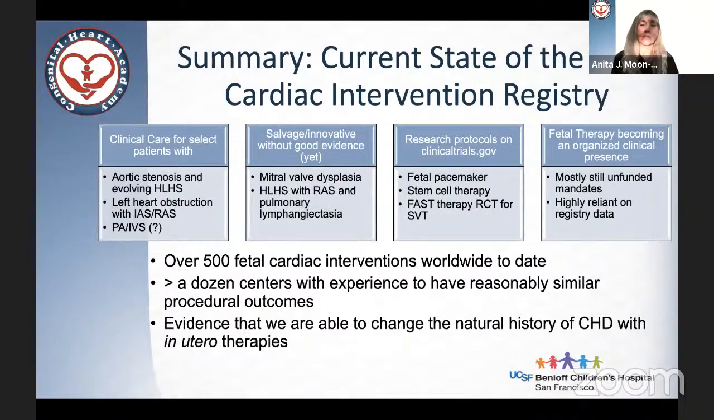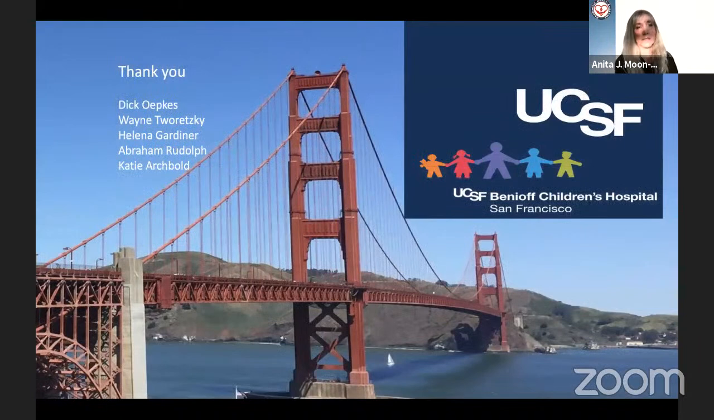There is evidence that we're able to change the natural history of congenital heart disease with these therapies, but whether that is going to be a long-term advantage to these patients or not is going to require us to continue to work together. I want to thank Dick Upkis, Wayne Turetsky, Helena Gardner, Abe Rudolph for their mentorship and help with this project, and Katie Archbold, who was absolutely amazing at keeping us organized.